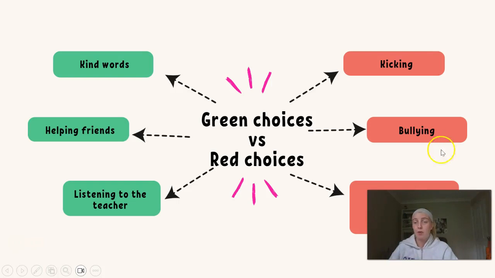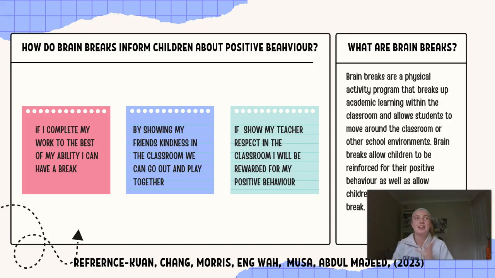And this is great for our additional needs students as well, so that way they can understand, okay, I can't do this but I can do this. Brain breaks. Now this can be used as a positive reinforcement system. It's how we introduce those positive behaviours within our classroom.